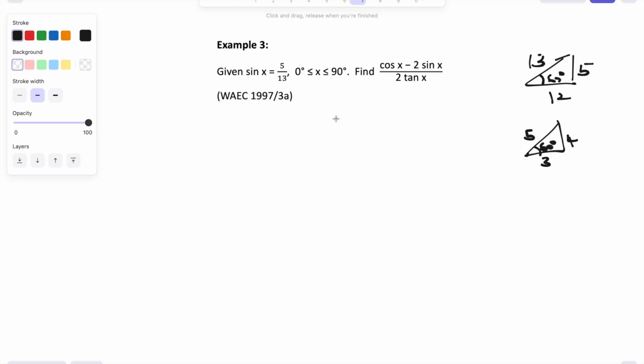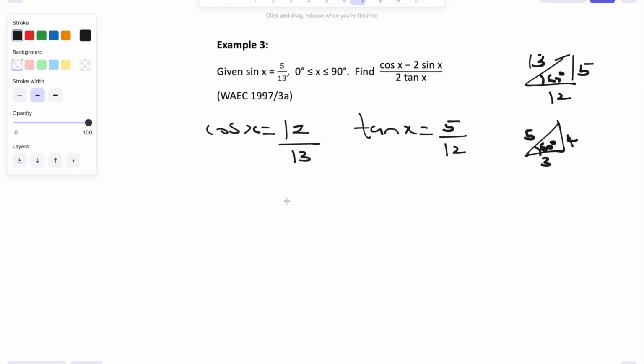So from here, we know that our cos x is adjacent over hypotenuse. So the adjacent is 12, the hypotenuse is 13. So that will be 12 over 13. And then we know that the tan of x will be opposite, which is 5 over adjacent, which is 12. So that will be 5 over 12.